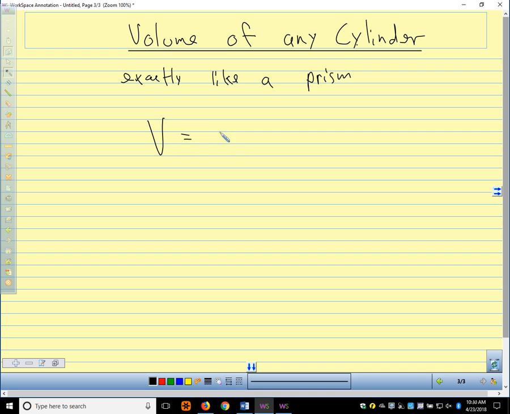So our volume is the area of the base times the height, units cubed. And let me draw a cylinder here. There's my cylinder. There's my height. There's the radius of the base. Well, what is the base of a cylinder? What shape is the base of a cylinder? A circle. What's the area of the base? How do we write the area of this circle? Pi r squared h units cubed.